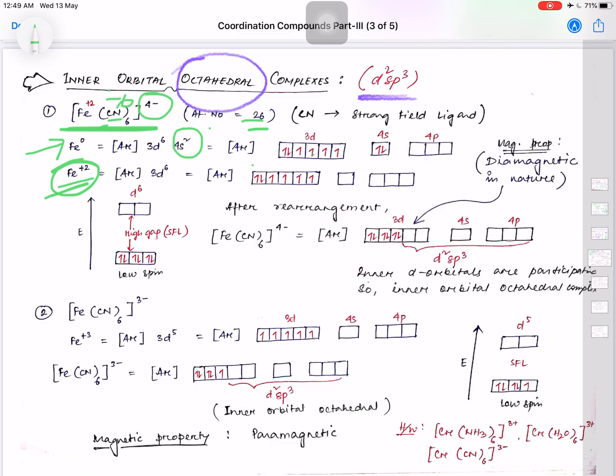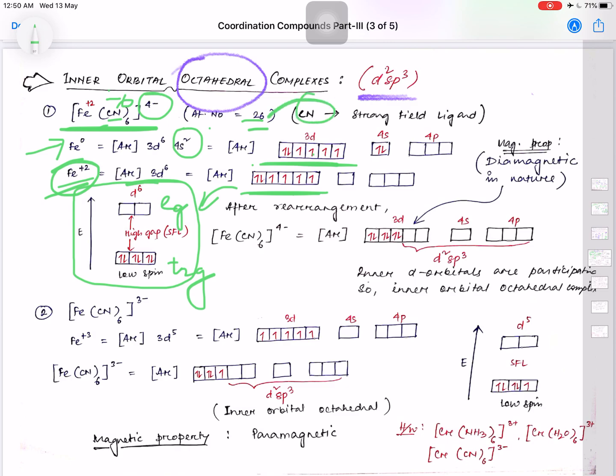Now we have to draw this energy level diagram. Because when the complex is formed, these 5 d orbitals are split into T2G and EG levels. This is your T2G and this is your EG level. Cyanide is a strong field ligand, meaning this gap is very high. I just told you that if the gap is high, the electrons will prefer to stay in the low energy level rather than going up, because it requires more energy for the electron to go to the upper energy levels. So all the 6 electrons will occupy the T2G level.